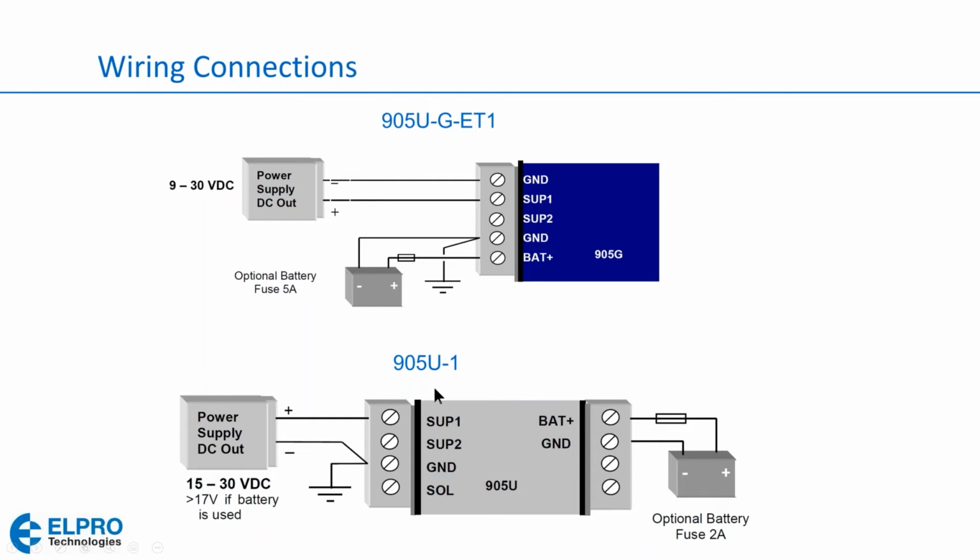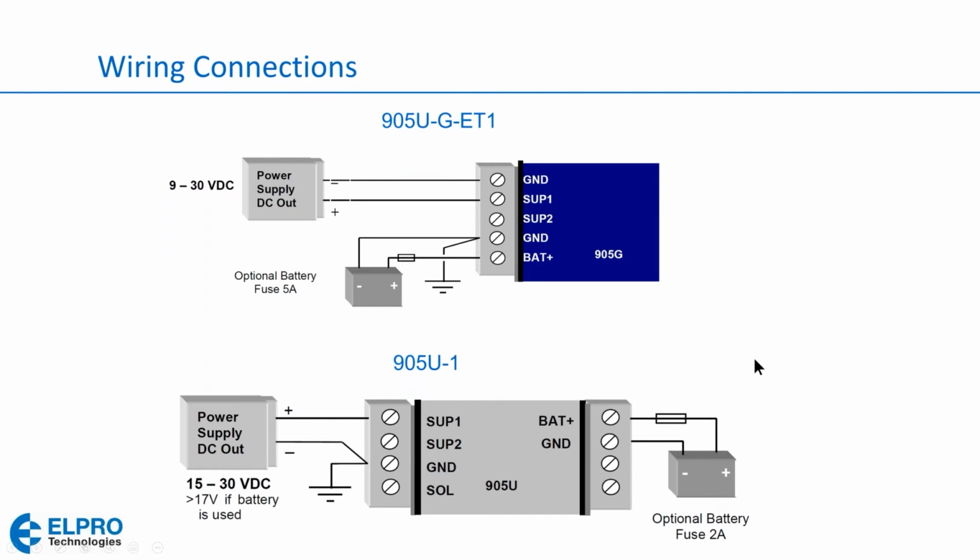For the 905U-1, very similar. For your 24-volt DC power supply, we connect it between SUP1 or supply 1 and ground. And then the battery would, of course, be connected to these two terminals over here. Now, this power supply has to be 15 to 30 volts. If the power supply is less than 15 to 30 volts, then we connect it to these two terminals right here. So this could either be a standard battery, or it could be a 12-volt power supply. The input range is 10 to 15 volts on these two terminals here.